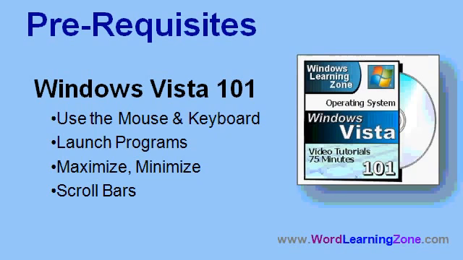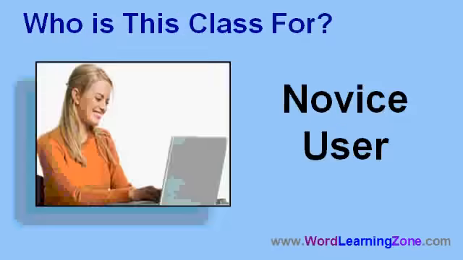Before taking this course, it's strongly recommended that you take my Windows Vista 101 course. In Windows Vista 101, you'll learn the basics of using Windows, including how to log on, navigate using the mouse and keyboard, and launch programs on the Start menu. You'll also learn about the parts of a window, how to move, resize, maximize, and minimize a window, and how to use the scroll bars. If you don't know how to do any of the things I just mentioned, you really should consider taking Windows Vista 101 before taking this course.